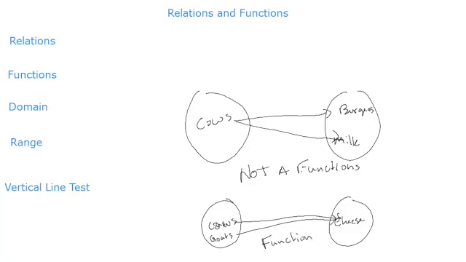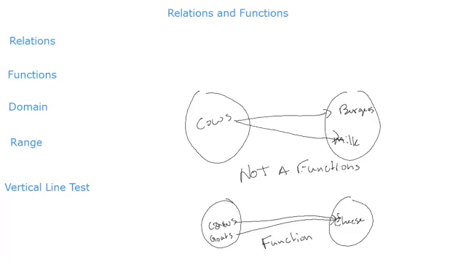Why? Because every time I hit goats, I only get out cheese. Every time I hit cows, I only get out cheese. Does that make sense? If every time you input something, you always get that same output, it's a function. But in the first example, when I hit cows, sometimes I got burgers. Sometimes when I hit cows, I got out milk, right?